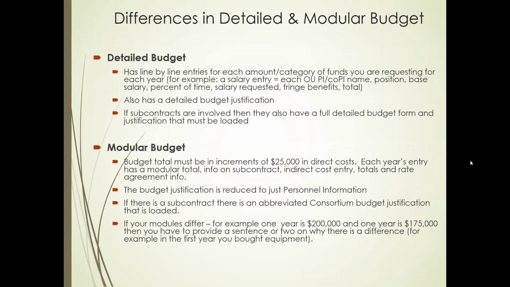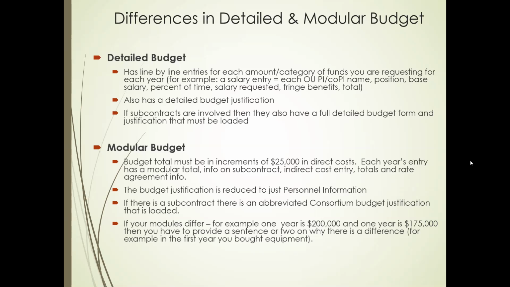Instead of using the modular offset, you can decide where you want that money to be spent exactly in the budget. That's up to you. On a modular budget, the budget justification is just personnel information. So how much effort is this person providing on the proposal? If you have a subcontract, they have what's called a consortium budget justification. And that's pretty much the personnel on the subcontract, just their information.